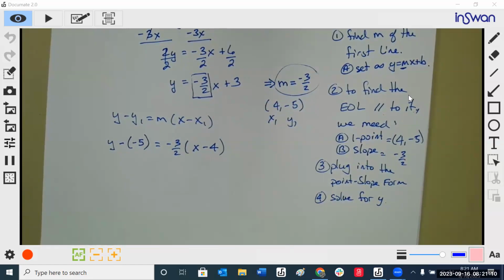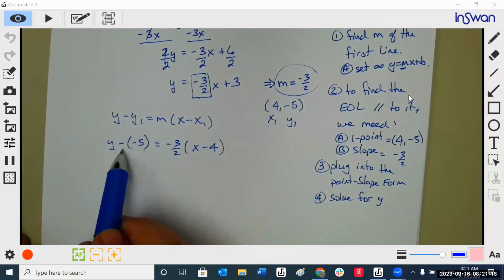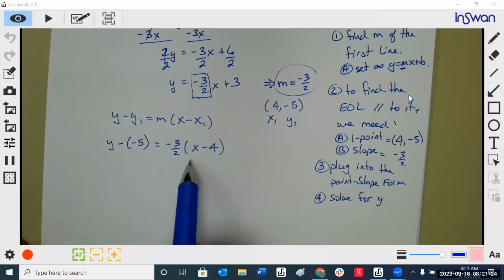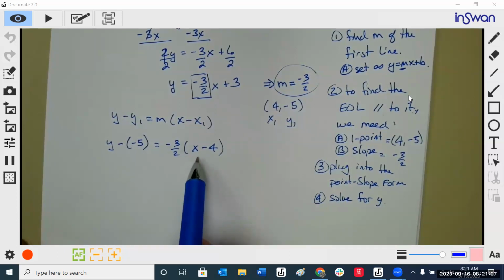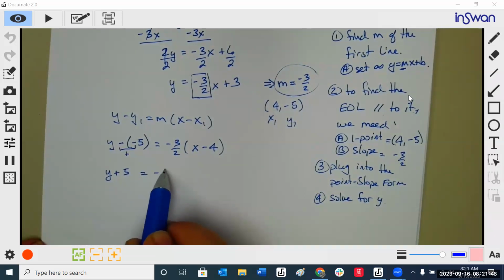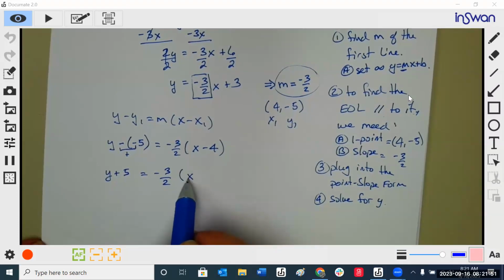What's my next step? First off, we have parentheses. Can we do anything inside the parentheses? Can we do anything with x minus 4? No, we can't do anything inside the parentheses. So we have to get rid of the parentheses. Negative times negative becomes a positive. So it's y plus 5 equals negative 3/2 times x minus 4.